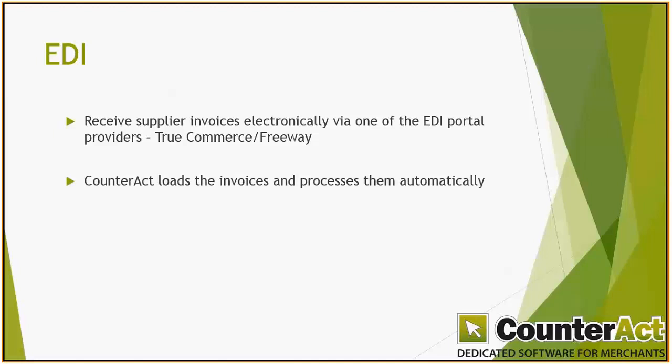What happens then is that information gets loaded from the portal, the TrueCommerce Freeway portal, down into CounterAct, and CounterAct will load that invoice in, attempt to match that invoice against the purchase order that you've already generated, and if it matches, it will process it automatically. So that's the typical EDI process that exists now.